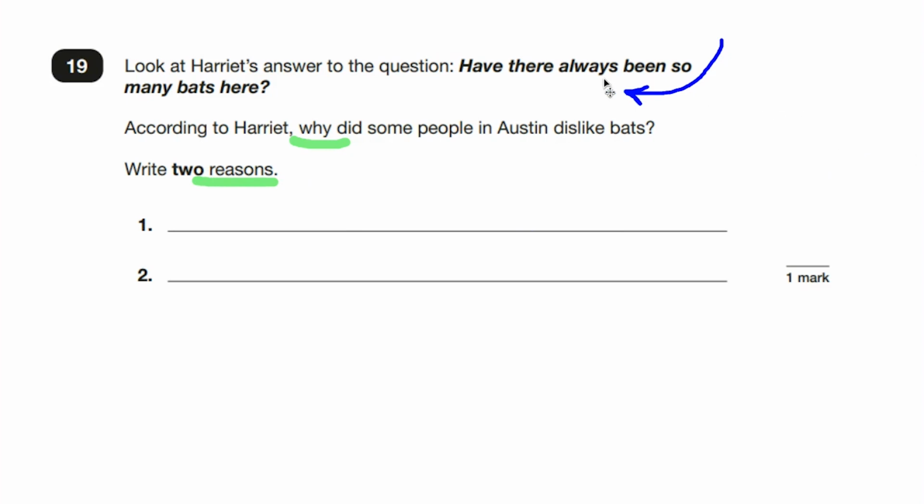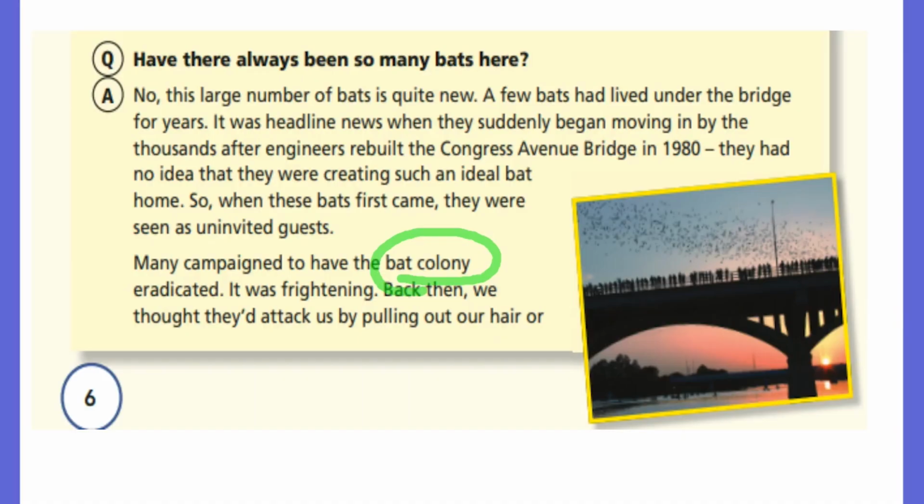So let's go to this section, and we're looking for a reason why some people in Austin might not like bats. So again, looking in this section, have there always been so many bats? Why might they not like them? We're looking for reasons. Now, given that it's inference, it's not going to jump out of us. We're going to have to read between the lines. Okay, so thousands. So we've got the actual number of bats.